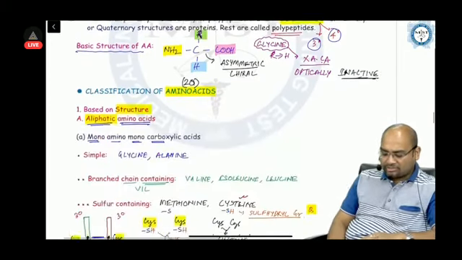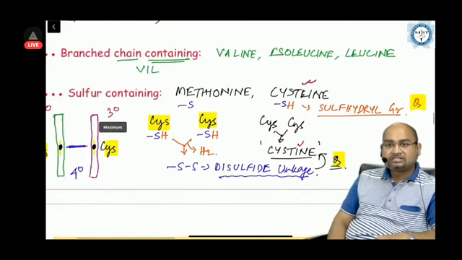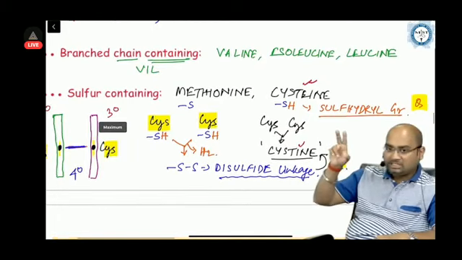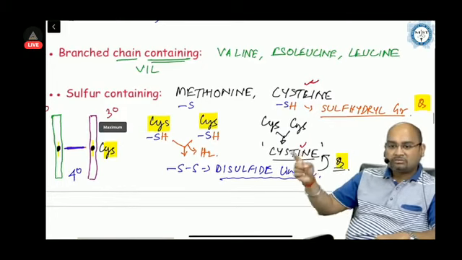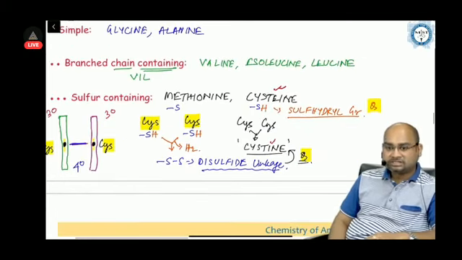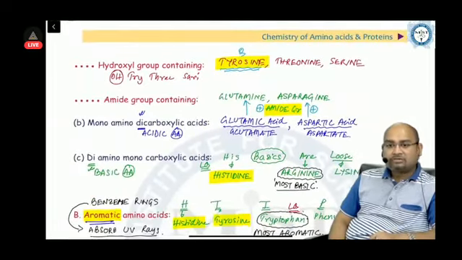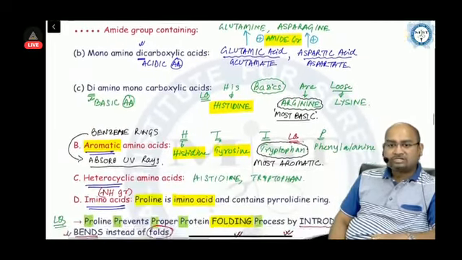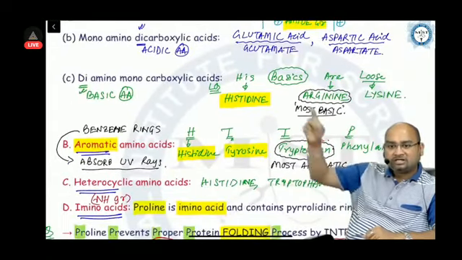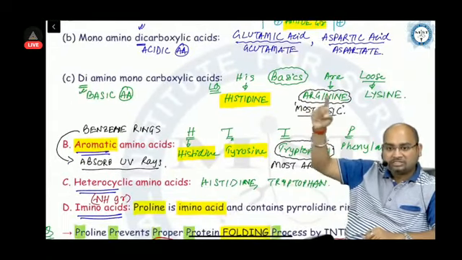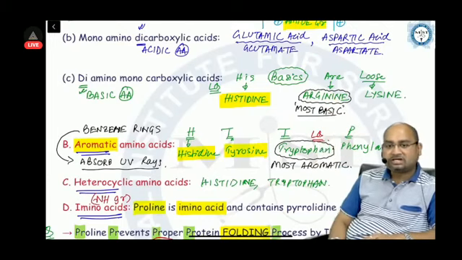Talking only about the question points, please look over here: that disulfide linkage is between 2 cysteine amino acids, and the name of this new amino acid is cysteine. We have also heard about some questions like basic amino acids. The basic amino acid mnemonic is: His basics are loose. Most basic is arginine.